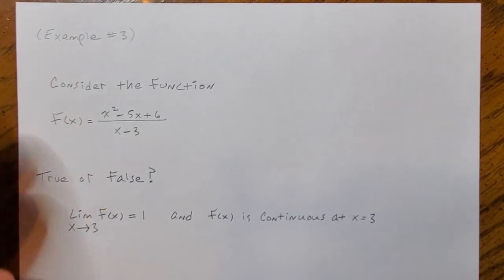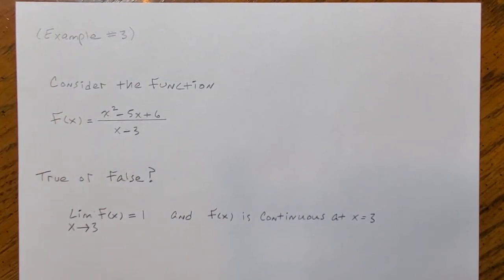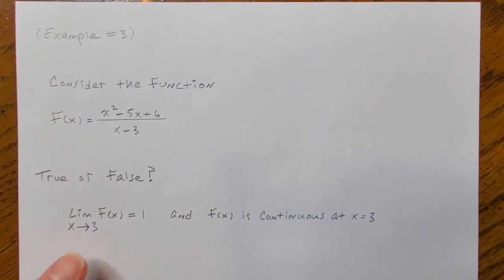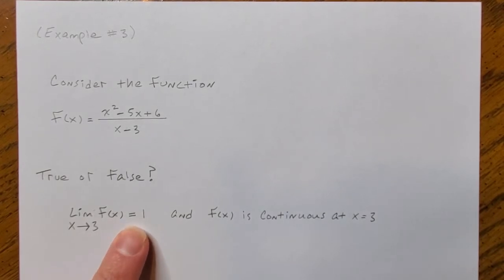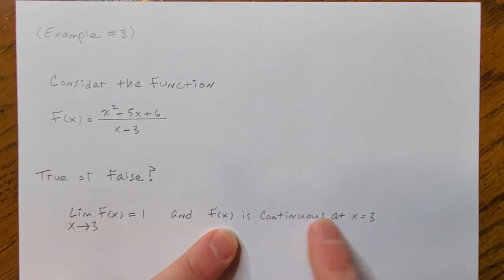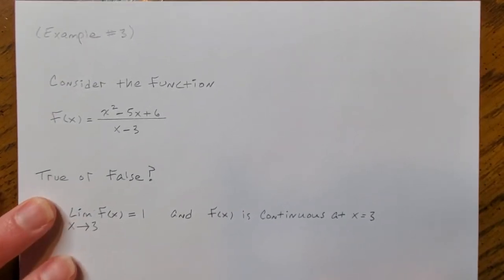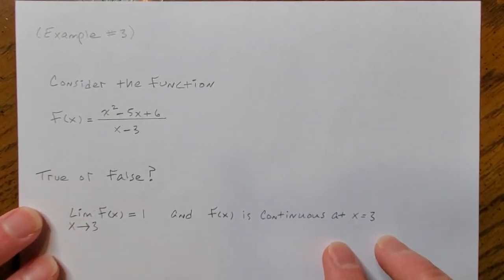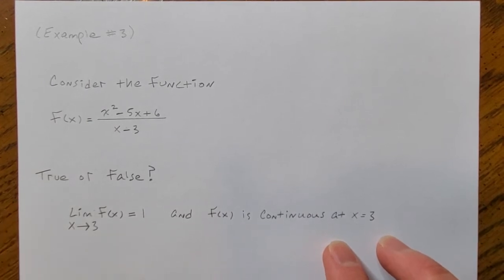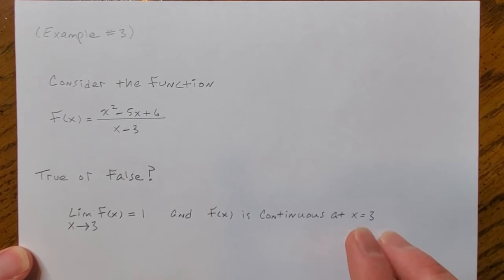And here I give you another true-false statement for you to decide on. True or false: the limit as x goes to 3 of f of x is 1, and f of x is continuous at 3. Is that true or false? Now, I'm going to show you a lot of ways to think about this. I'm not saying they all have to appeal to you or that any of them have to appeal to you. You can think about this however you want to as long as your reasoning is correct, all right?